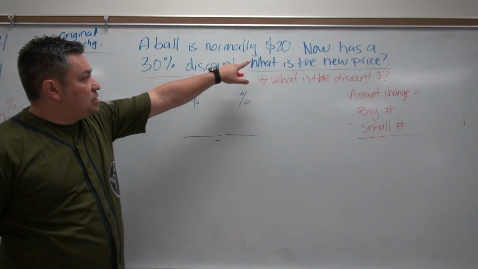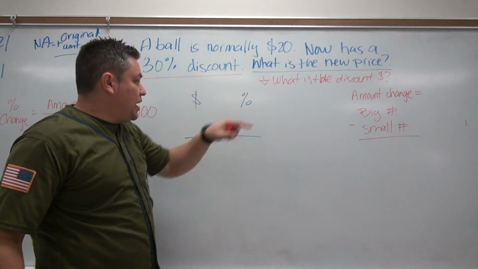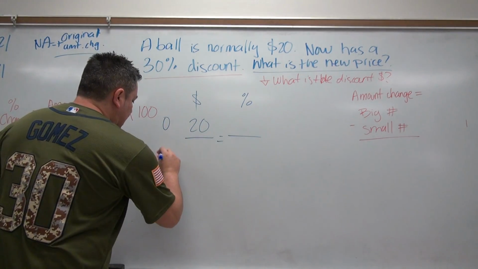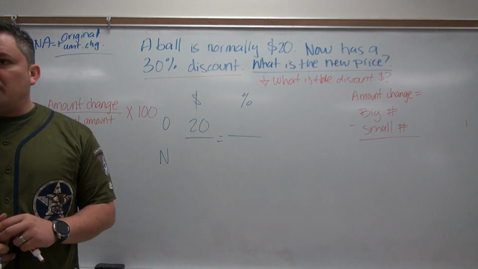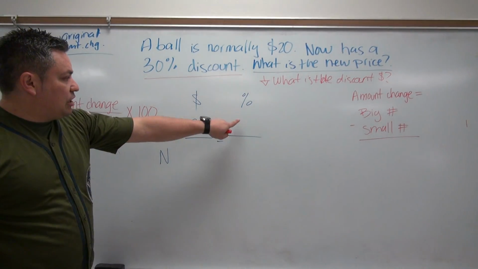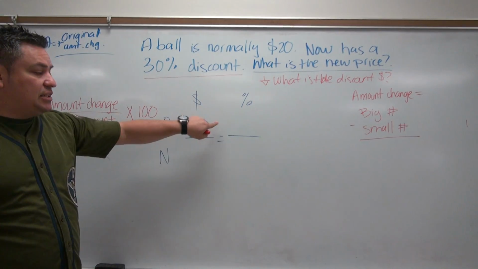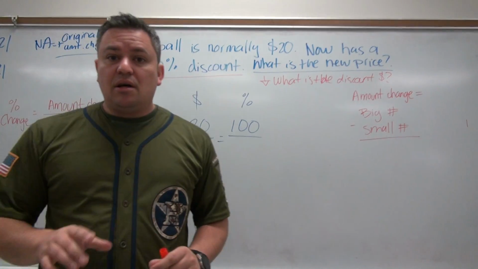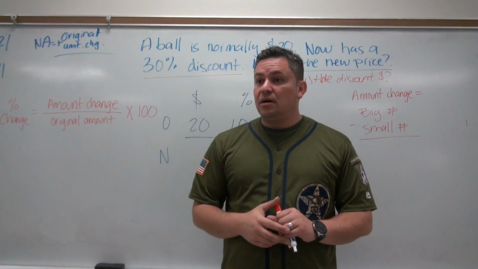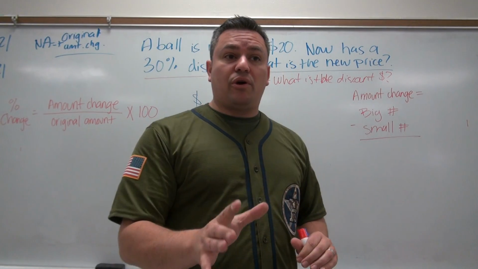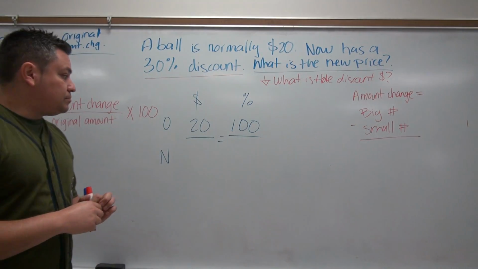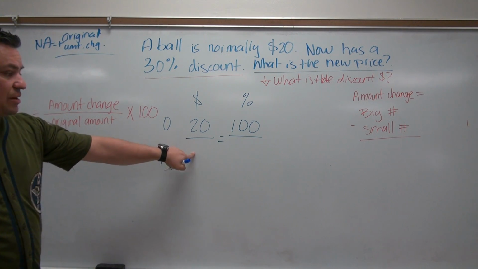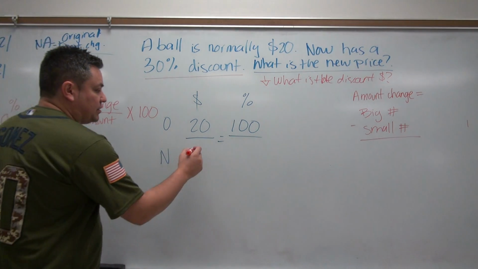Now, we know the total price is how much? 20. That's going to be my original. So you can put an O for original and N for new price. Whatever the case might be. Okay? Now, in the percent, what do we know? 20 is the original, so that means that was the 100%. Right here, this is what we don't know. This is the new price, the one that we're trying to find, right?